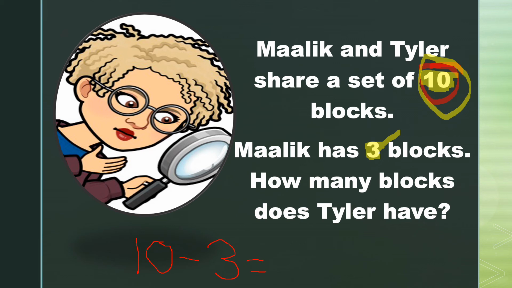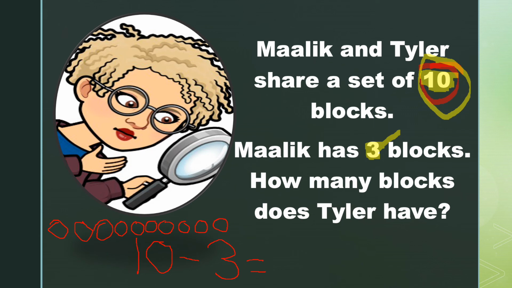Our subtrahend is 10. So we have to draw 10 circles. 1, 2, 3, 4, 5, 6, 7, 8, 9, 10.